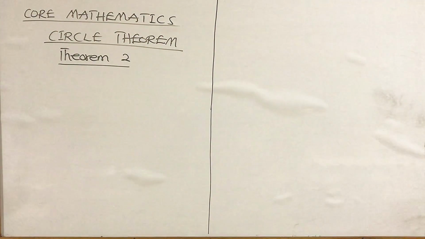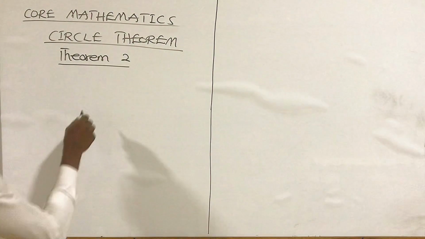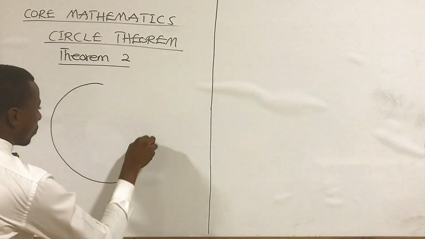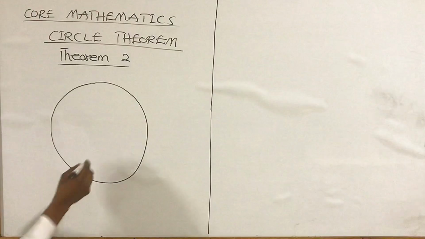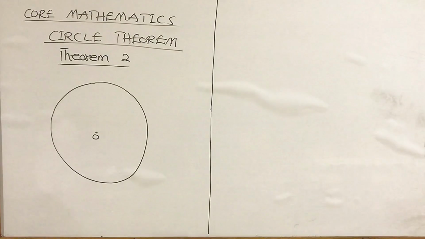Three points X, Y, and Z lie on the circumference of the circle with center O. So this is the circle, and the question made mention of center O.